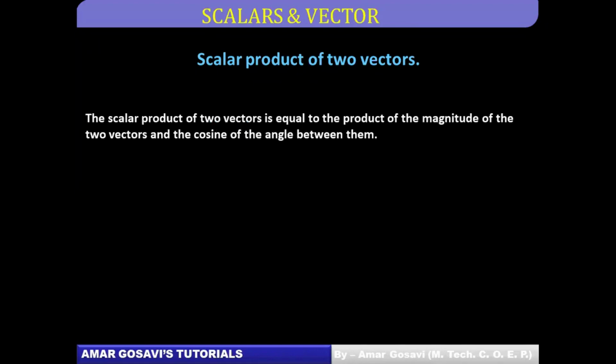Now, how do we define a scalar product? Let's try and understand this. So it is defined as the product of magnitudes. Say for example, A bar and B bar are the two vectors in our consideration. And say let the angle between the two vectors be theta. Okay.